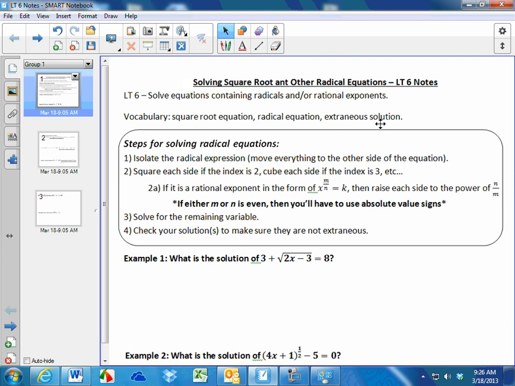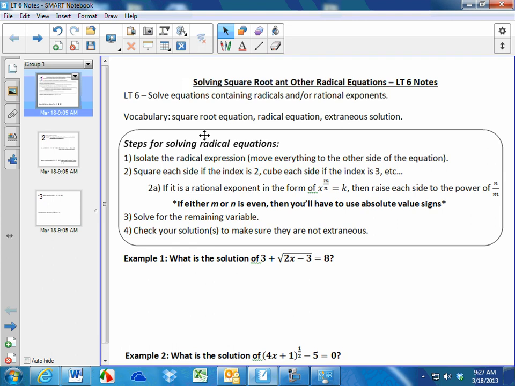Do you remember what that means? Extraneous solution. What does that mean? Ian, what does that mean to you? Exactly. It's a solution that doesn't work. So when you're working these problems, there'll be a possibility of getting answers that just don't work, which means you have to check your answers. Okay? That's all that means.